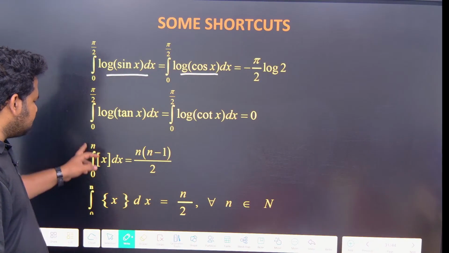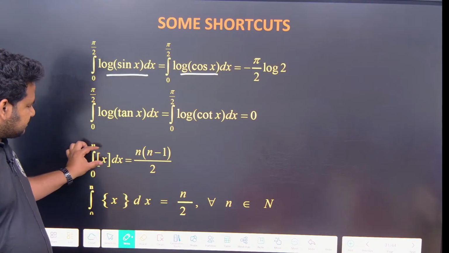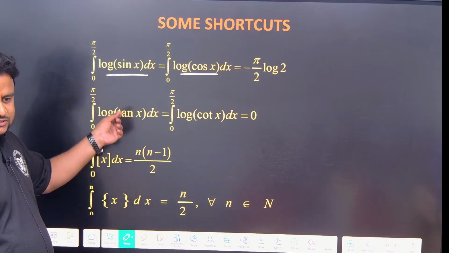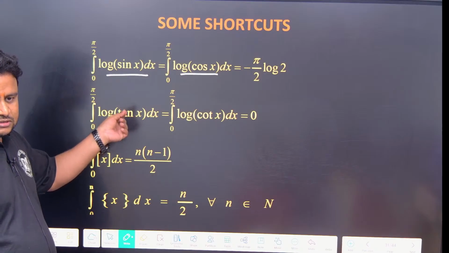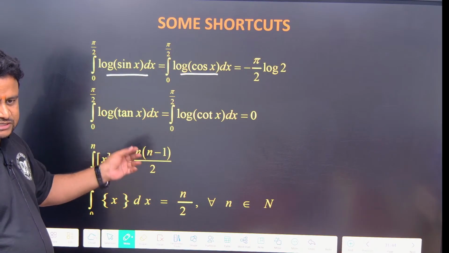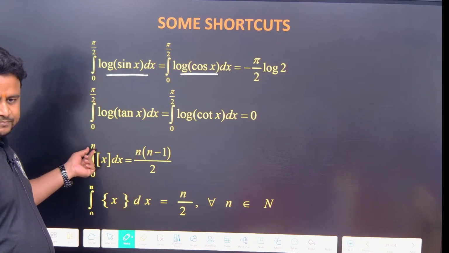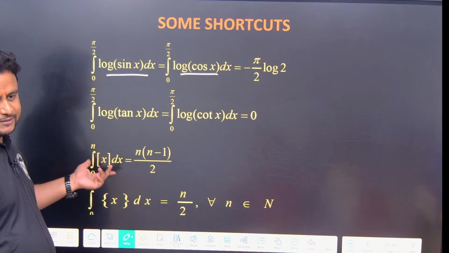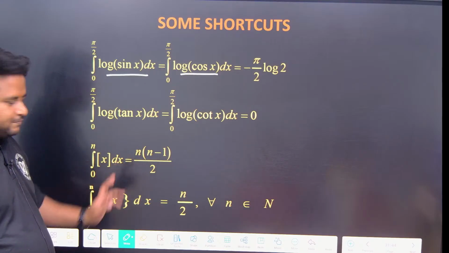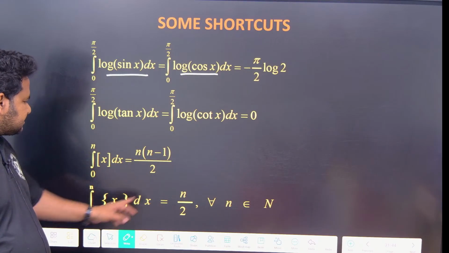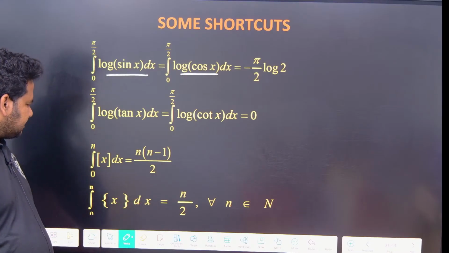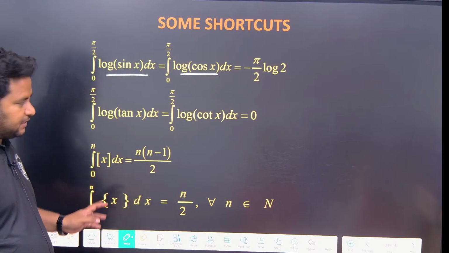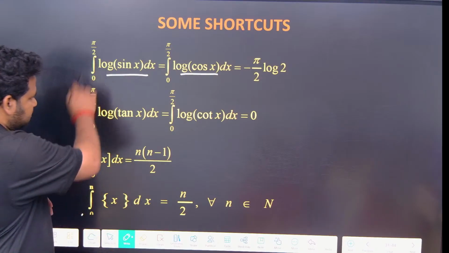The integral from 0 to n of step x is n into n minus 1 by 2. For 0 to 100, you take 99 into 100 by 2, that is n into n plus 1 by 2 with n as 99, or 100 into 99 by 2, same thing. From 0 to n, the fractional value of x is n by 2. If you have a lower limit, it is n minus that lower limit by 2. Please make a note of all this, very important.